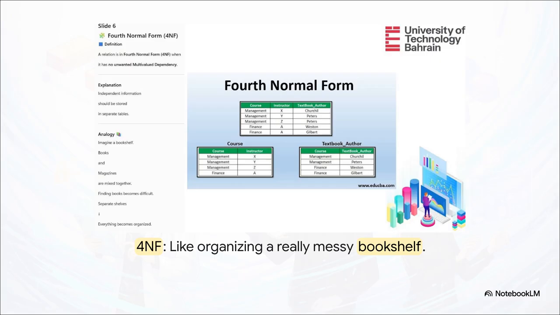It's honestly a lot like organizing a really messy bookshelf. Before 4NF, you've got novels, textbooks, and magazines all stacked haphazardly on top of each other. Finding anything is basically impossible. Applying 4NF is simply the act of putting the books on one dedicated shelf and the magazines on another. Suddenly, everything becomes clear, structured, and perfectly organized.